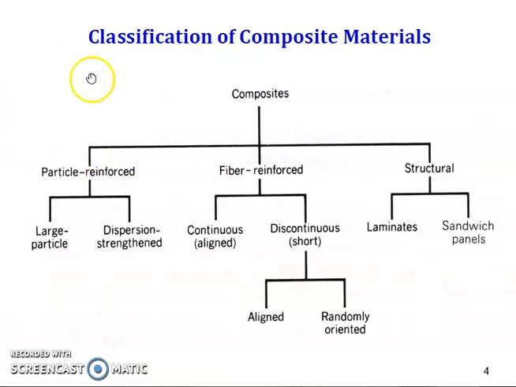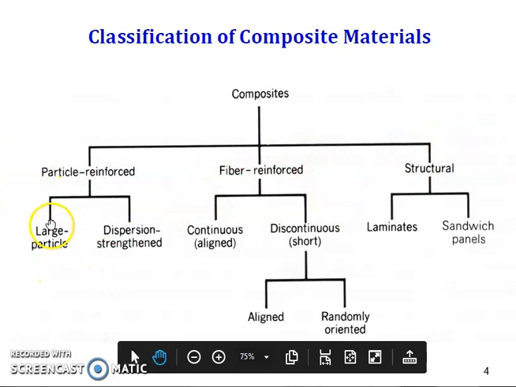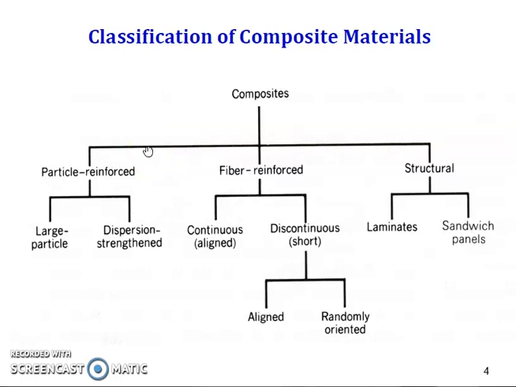Classification of composite materials. Composite materials are classified into three parts: particle reinforced, fiber reinforced, and structural. Reinforcements we call fiber, right? Always in a composite material, the matrix will contain a large portion and the reinforcement a small portion. For example, if you take 100% of a composite material, 60% will be matrix and 40% will be reinforcement agent.